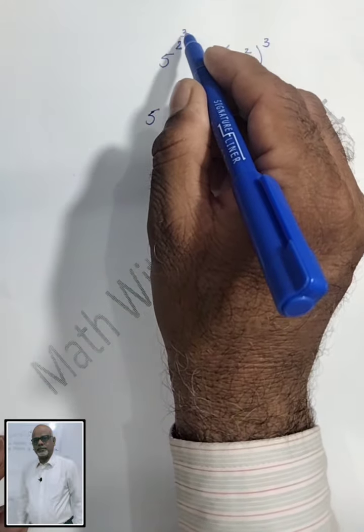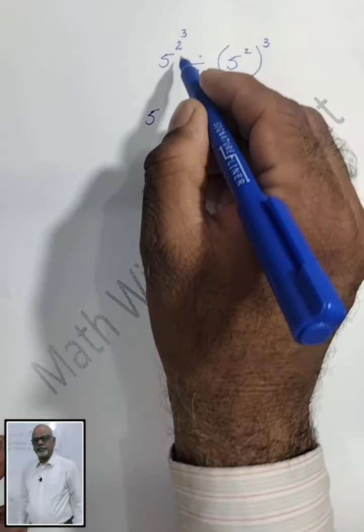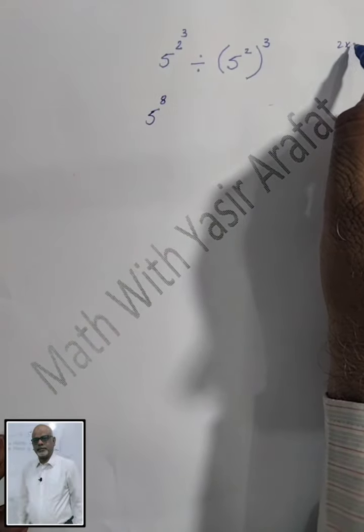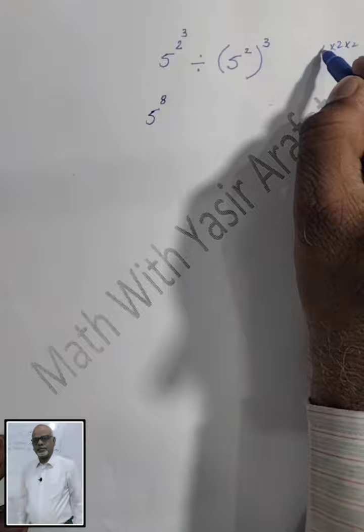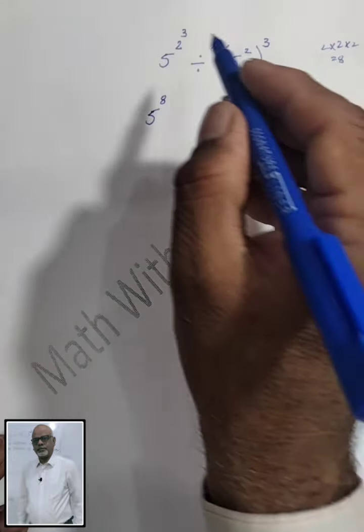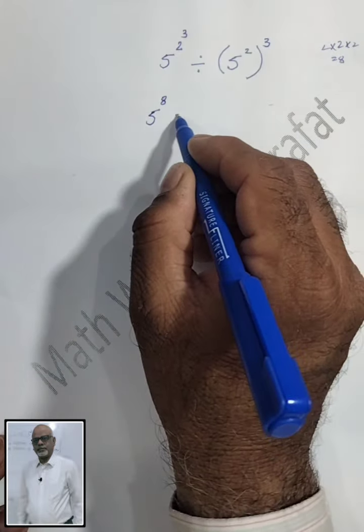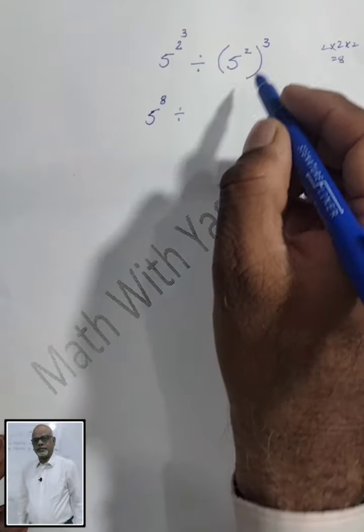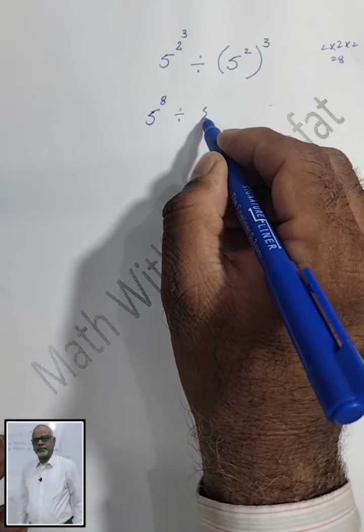So here this is 2 power 3, which means 2 multiplied by 2 multiplied by 2, that is equal to 8. 2 power 3 means 8, and here we have a double power, so it will be multiplied to each other. 3 2s are 6.